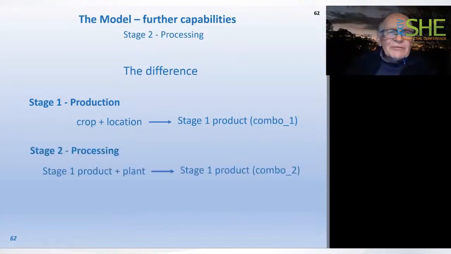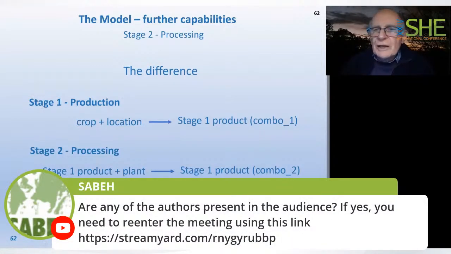In stage 2, it's a bit different, because in this stage, instead of matching crop and location, we're now matching the result of that, the stage 1 product, the crop and location combo. We're matching it with a processing plant, which effectively gives us a new stage product, should be stage 2 product, not stage 1, or a new combo that is the result of taking the output from stage 1 and processing it, subjecting it to some sort of process.